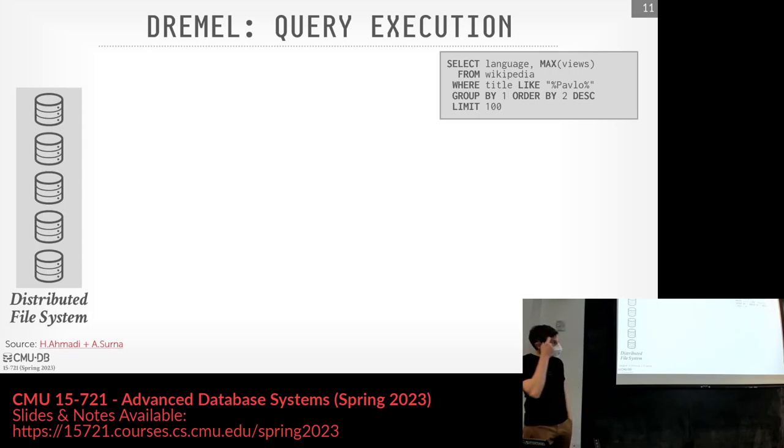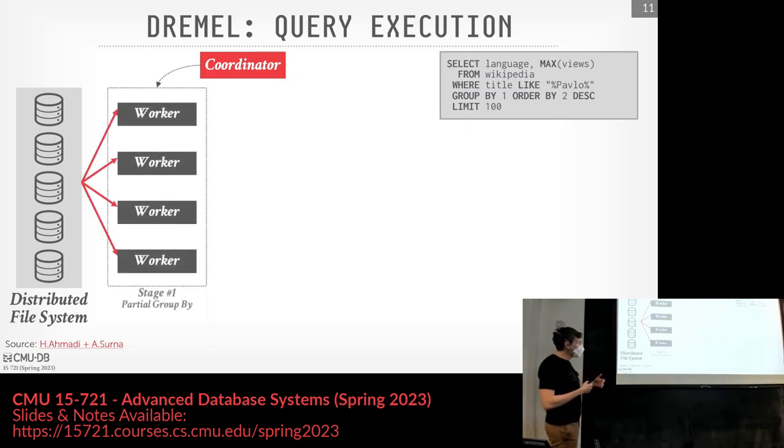So let's look at a really simple query plan like this. Do some lookup where you find all the articles with my last name in it, which I actually don't know how many there are. So the data at rest is going to sit on the distributed file system. Again, they're going to be using Colossus for this, which is an internal thing at Google, but think of Ceph or S3 on the outside. So you have your coordinator node.